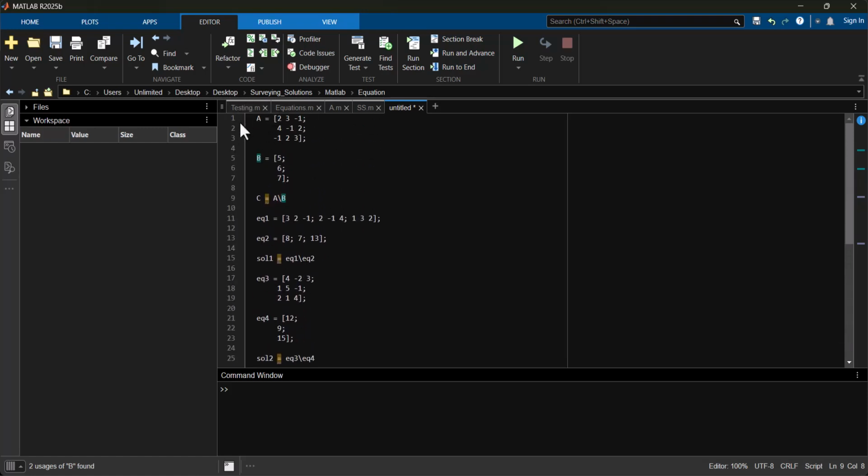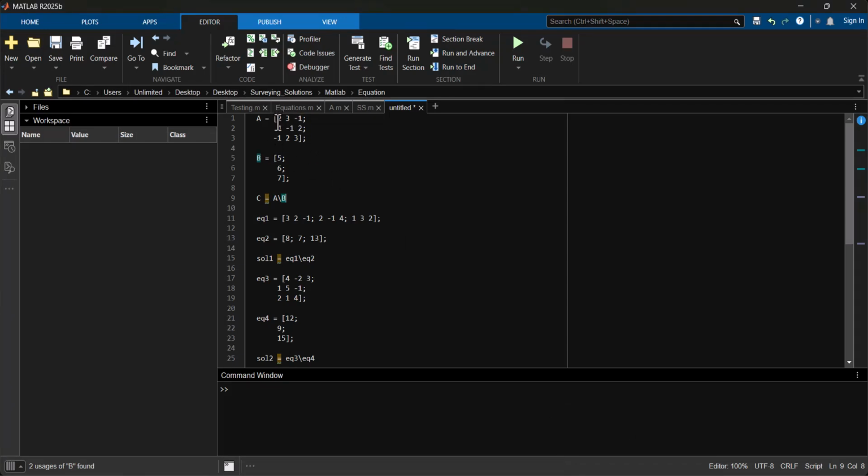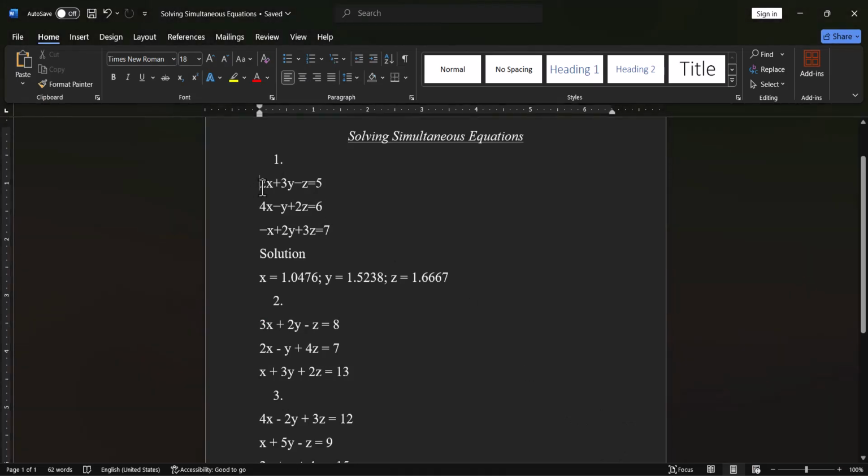Okay, so we have been able to type all of them. So this is for equation 1. You can see 2, 3, minus 1. If we come back here, you are going to see 2, 3, minus 1. Now take note of something. Each of the rows are separated by a semicolon. So this A now represents our A matrix here, because that's the matrix of the coefficients.